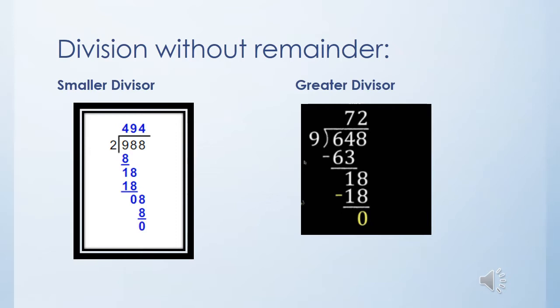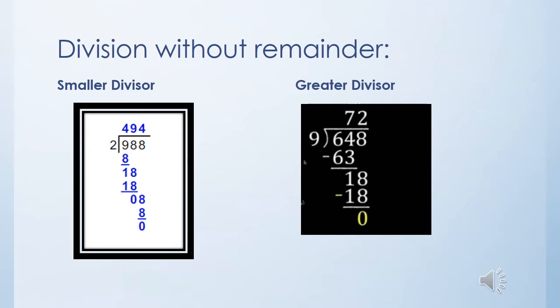988 is divided by 2. In this example 2 is the divisor, 988 is the dividend. First we will consider the single digit, that is 9, because 9 is greater and 2 is smaller. Only a single digit will be considered. Now start reading the table of 2.